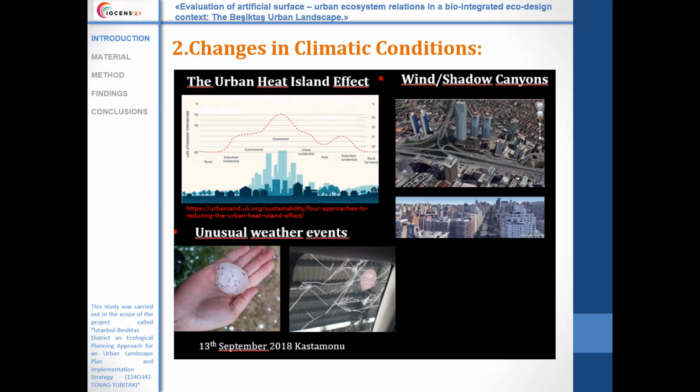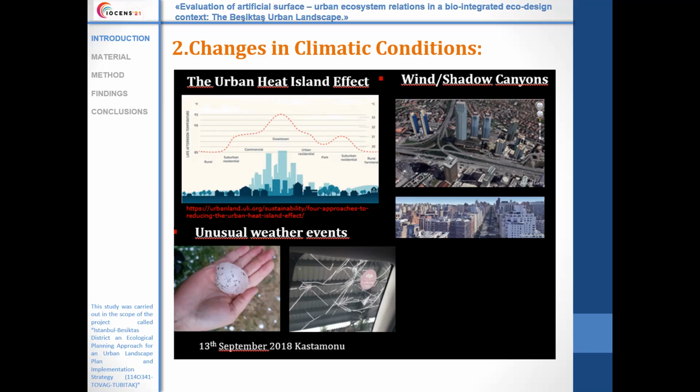Depending on the density of construction, a large part of the floor and facade surfaces of the building are covered with materials such as waterproof concrete, asphalt, keystone, brick, etc. These surfaces release the radiation they accumulate during the day, especially at night, and cause the temperature values in the urban environment to increase compared to the rural areas.